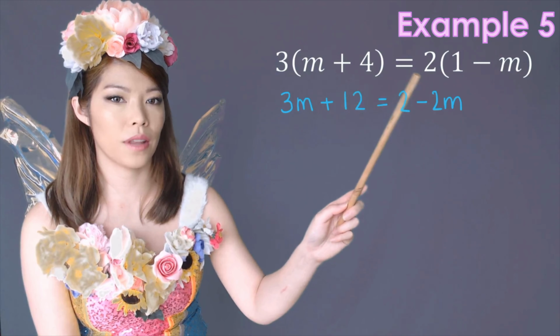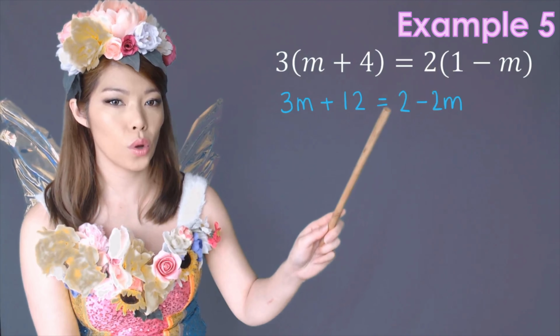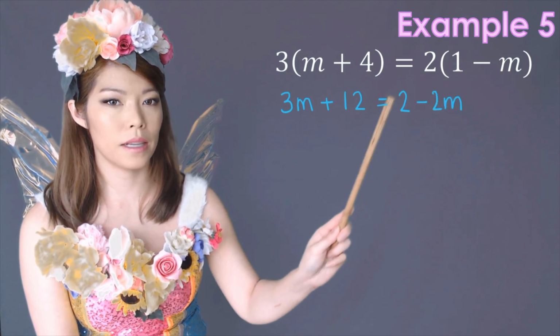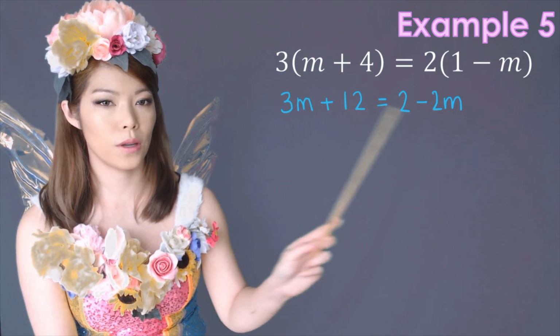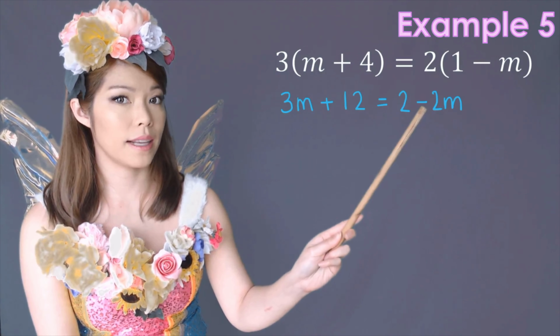And we can do the same on that side. Expand. 2 times 1 is 2. 2 times minus m is minus 2m. Now we look at the 3m and the minus 2m, so that's a bigger value. Let's subtract. Oh, look at that, it's negative 2m.